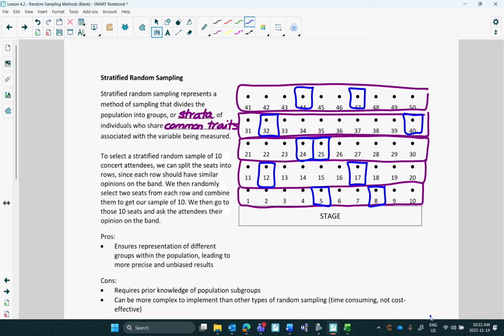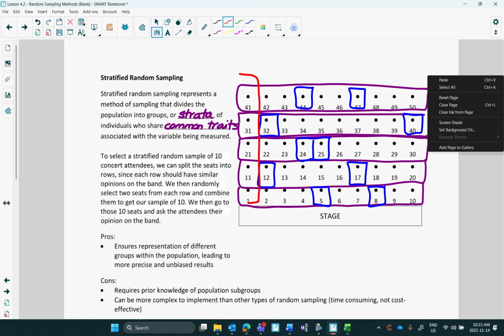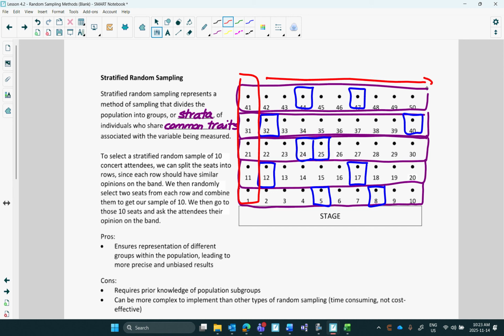There's more than one way to group. We could have grouped by column. I could have done this and then etc. And randomly selected how many from each group? 1. Okay, that's another way to do it. Because maybe people on the ends have a different experience than people in the middle, regardless of whether they're at the front or back. Maybe.